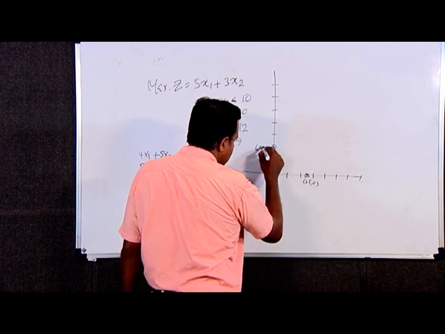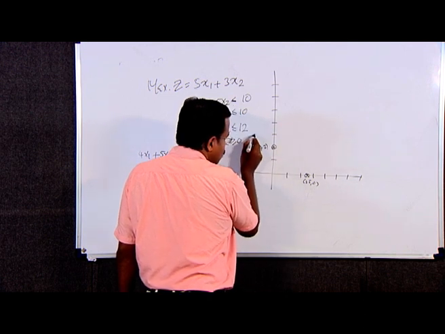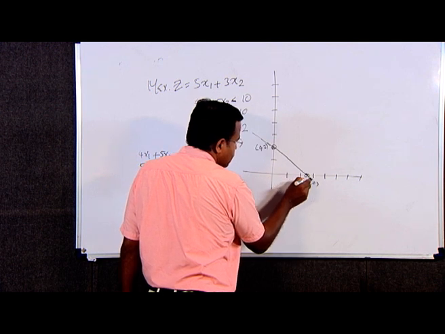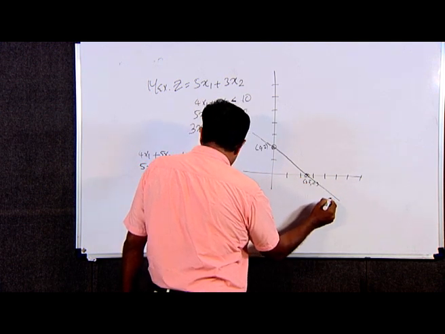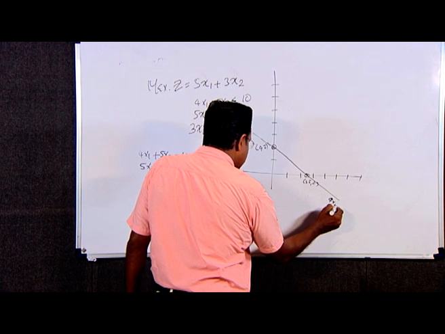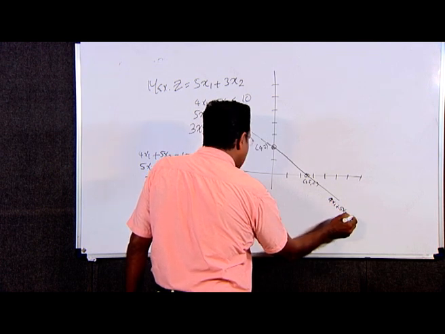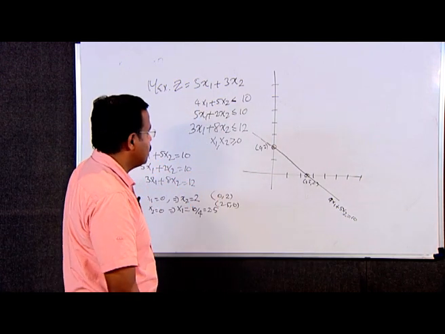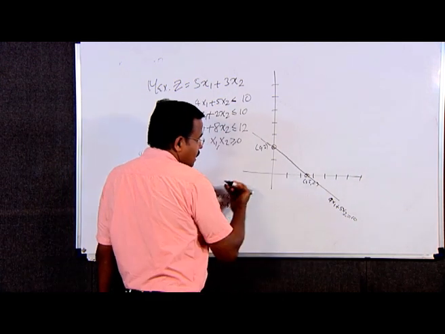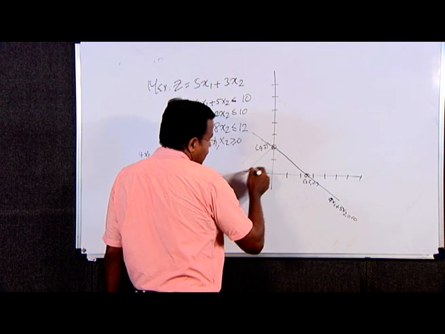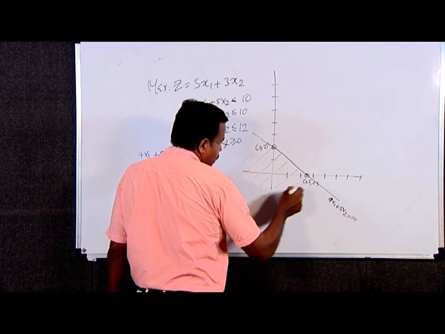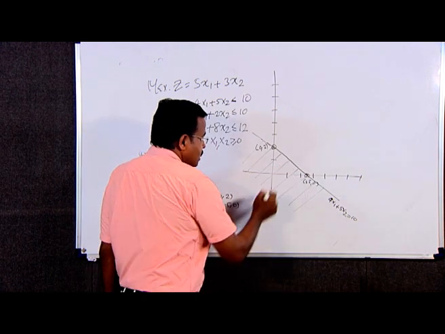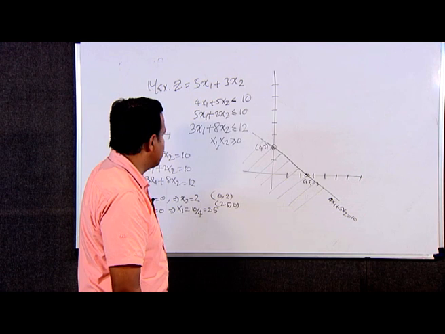Joining these 2 points, we are getting the straight line 4x1 plus 5x2 equal to 10. In the constraint 4x1 plus 5x2 less than or equal to 10, on this side of the straight line, the shaded part, 4x1 plus 5x2 is less than 10. So, this region including this straight line is 4x1 plus 5x2 less than or equal to 10.